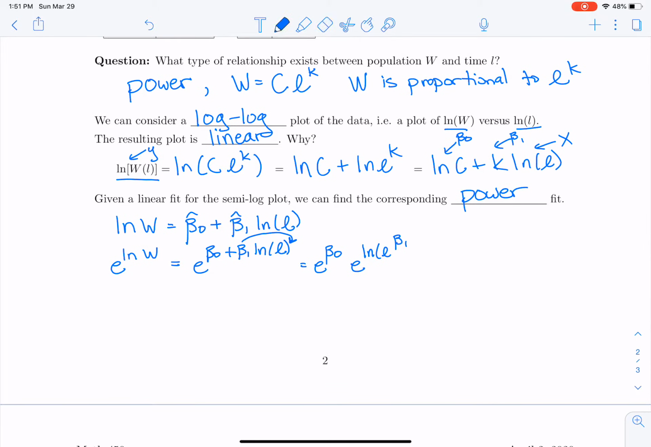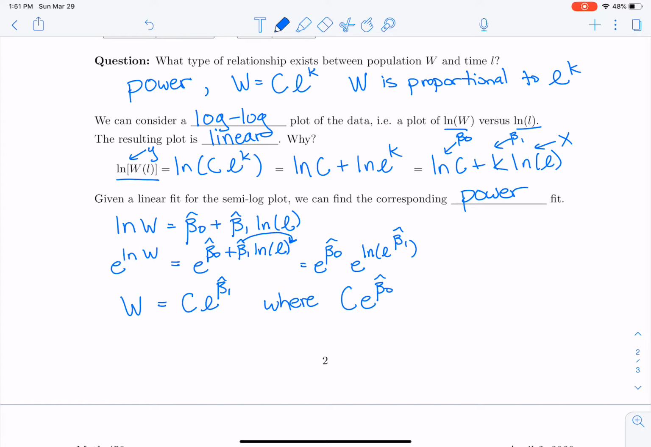Here, actually, let me put the parentheses right there so you can see that. Okay, so W in this case is just a constant times L to the beta 1 hat, and that constant is going to be e to the beta 0 hat. So that gives us the technique: once we have the regression line for the log-log plot, we can turn it back into the power fit.